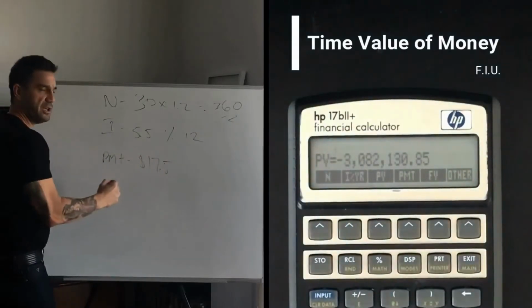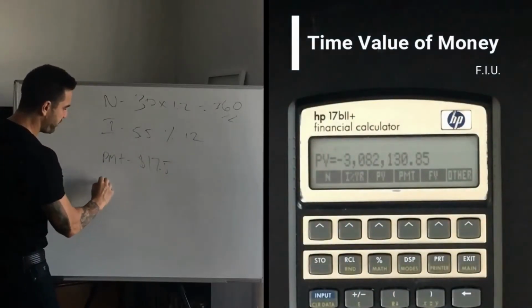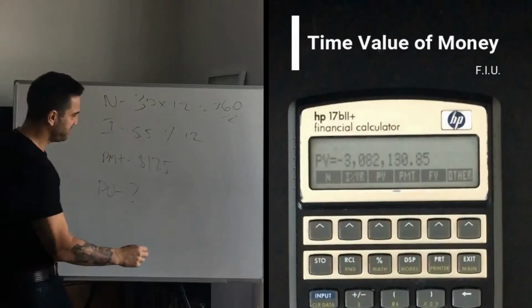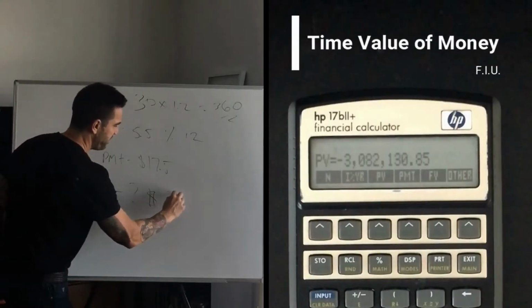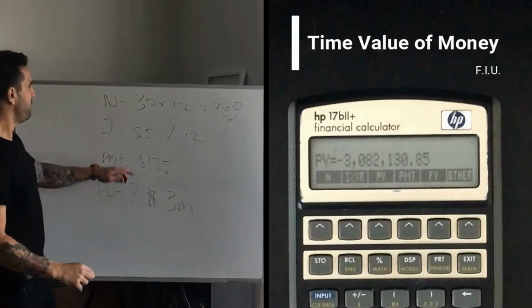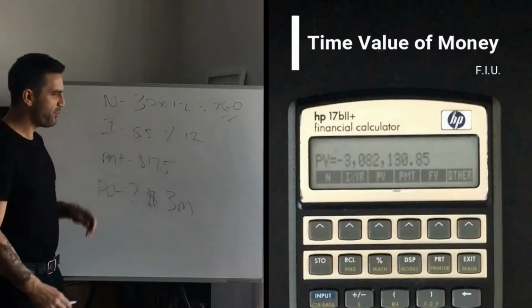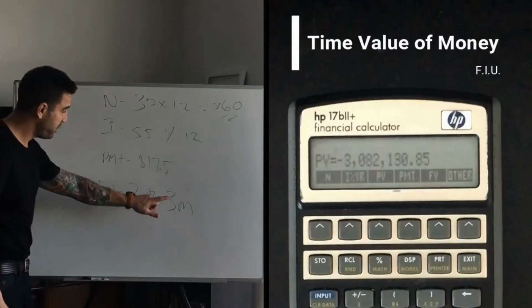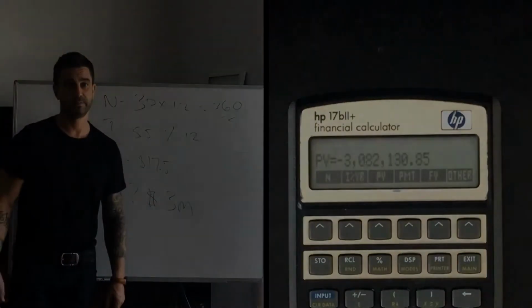17.5. We already know that's monthly, so we're going to solve for present value. Calculate this. It's going to be somewhere around 3 million. 30 years, 5.5% interest rate, $17,500 monthly is going to give you a $3 million loan.